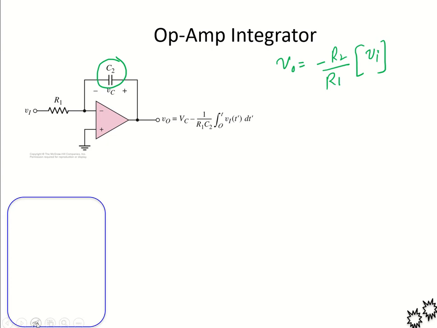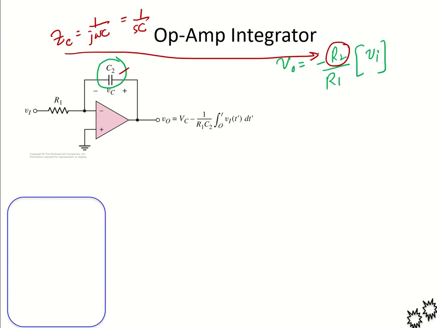Basically, when we have the capacitor, we have to use the impedance of the capacitor, and we know that the impedance of the capacitor is 1 over j omega C, or in the S domain it is 1 over sC. Because in the R2 place we have this capacitor, we just plug in the impedance of the capacitor. So it will be 1 over sC divided by R1 times the input.